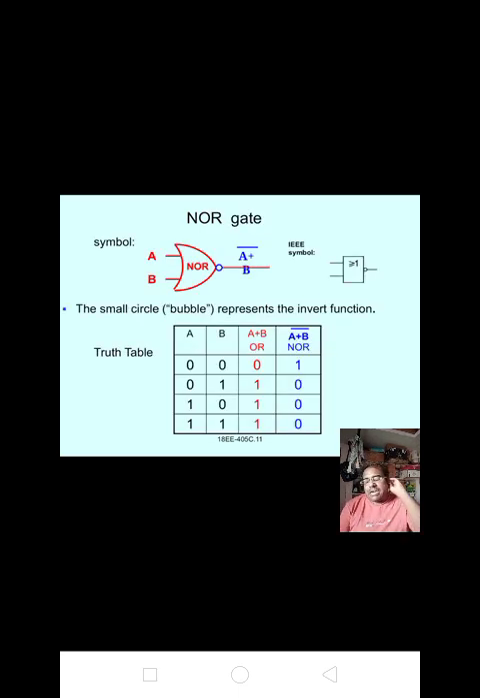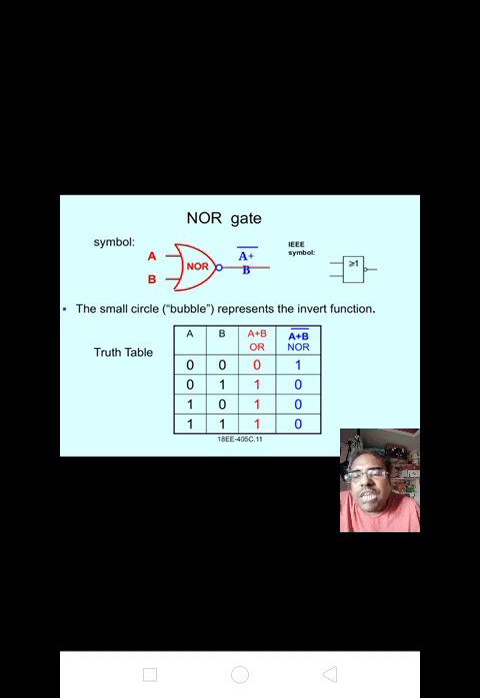The symbol and IEEE symbol as well as the truth table are also given. A and B are the two inputs for NOR gate. We get the output Y equal to (A plus B) bar. The small circle represents the inversion function. Truth table: inputs A and B and output is (A plus B) bar.